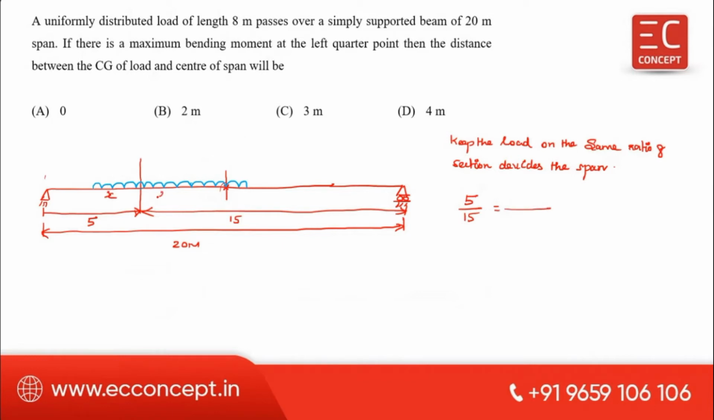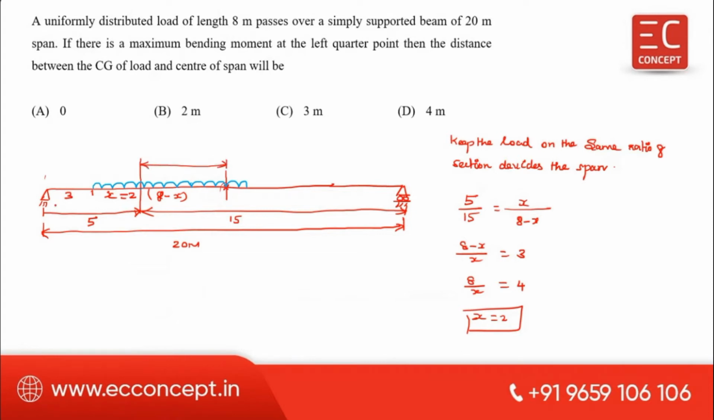Therefore, this is x, this is L minus x. L means what? Here 8 minus x, because the length of the UDL is 8 meter. Right? So we can say this is x, this is 8 minus x. So if you simplify, (8 minus x) divided by x is equal to 3. So 8 by x is equal to 4. So x equal to 2 meter. Now you got it, x equal to 2 meter, then the remaining is 6. Okay, total 5. So this is 5, then this also shall be 5.